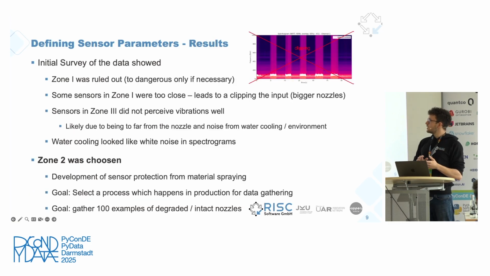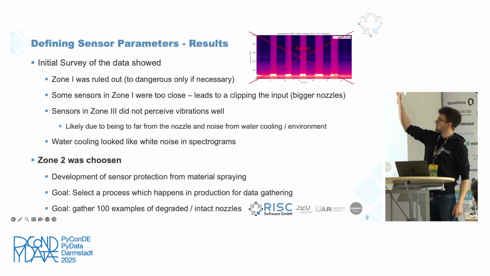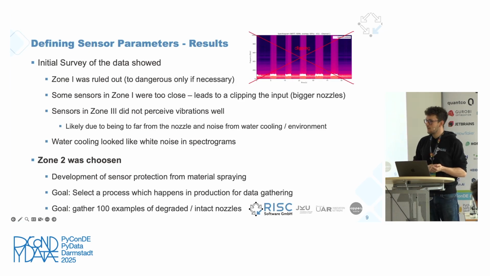And when we look at the initial results, you can see that we had quite a bit of clipping. So this is the spectrum here on the top right. The clipping happened because the sensor was too close to the nozzle, which introduces this clipping effect in the data. You don't want that. The other thing we had is if the sensor is too far away, you have noise like water cooling and similar stuff, which polluted the sensor output so much you cannot visually tell any difference at all.